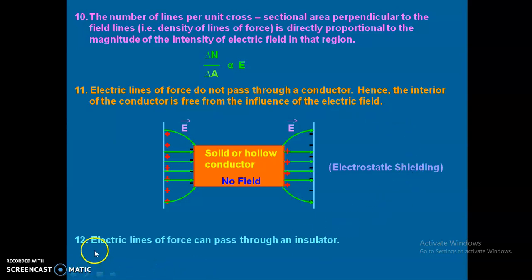Next, 12th property: electric lines of force can pass through an insulator. This is very sure, that electric field lines can pass through an insulator, but they do not pass through a conductor, right? So in this slide, we have studied a very important topic, that is electrostatic shielding. And how can we understand electrostatic shielding? With the help of this diagram.